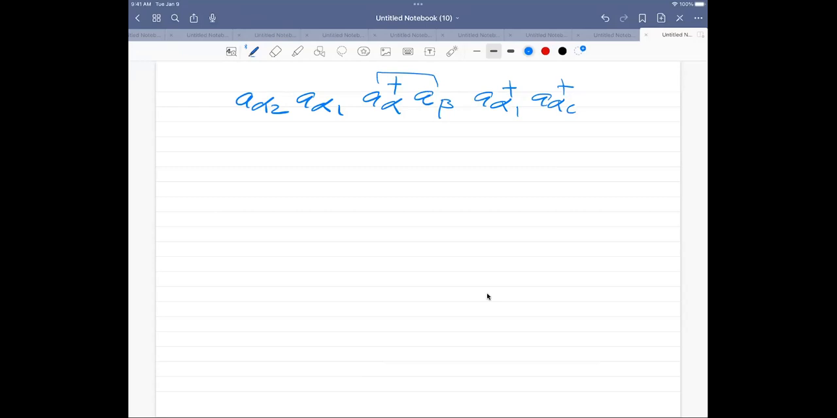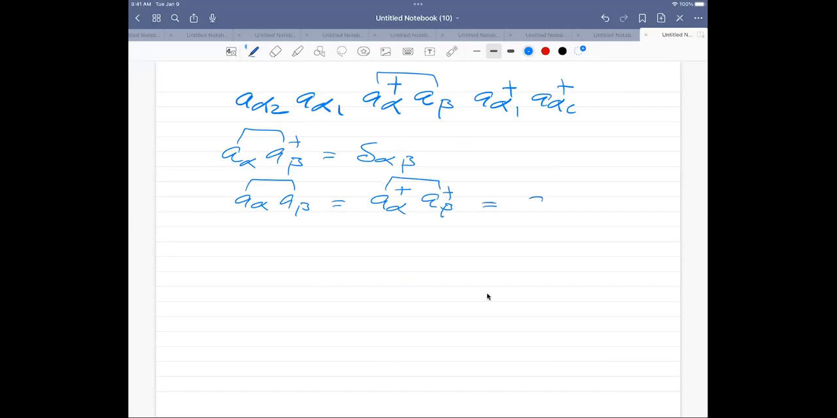So yeah, that's 0. Because just remember now that if we have A alpha, A beta, this one gives us delta alpha beta. And then if I have A alpha, A beta, this contraction is equal to this contraction. And this is equal to A alpha, A beta. So all these contractions are 0.